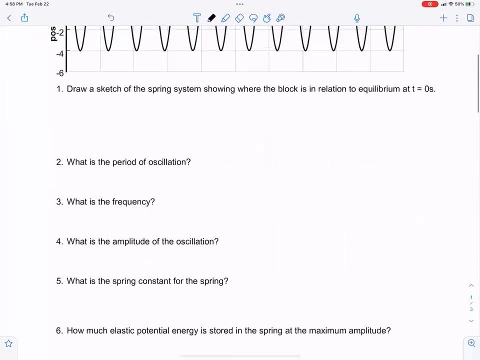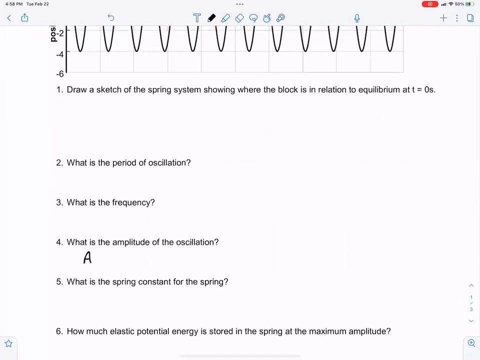We can actually kind of answer that right now. Go down to part 4. The amplitude is 4 centimeters or 0.04 meters.